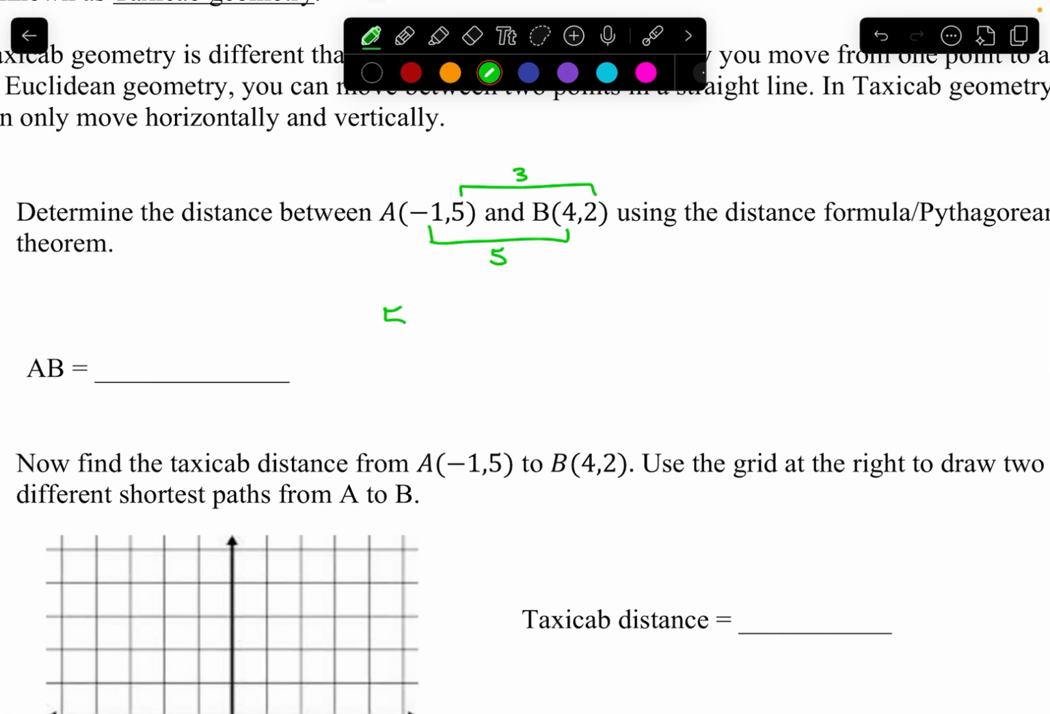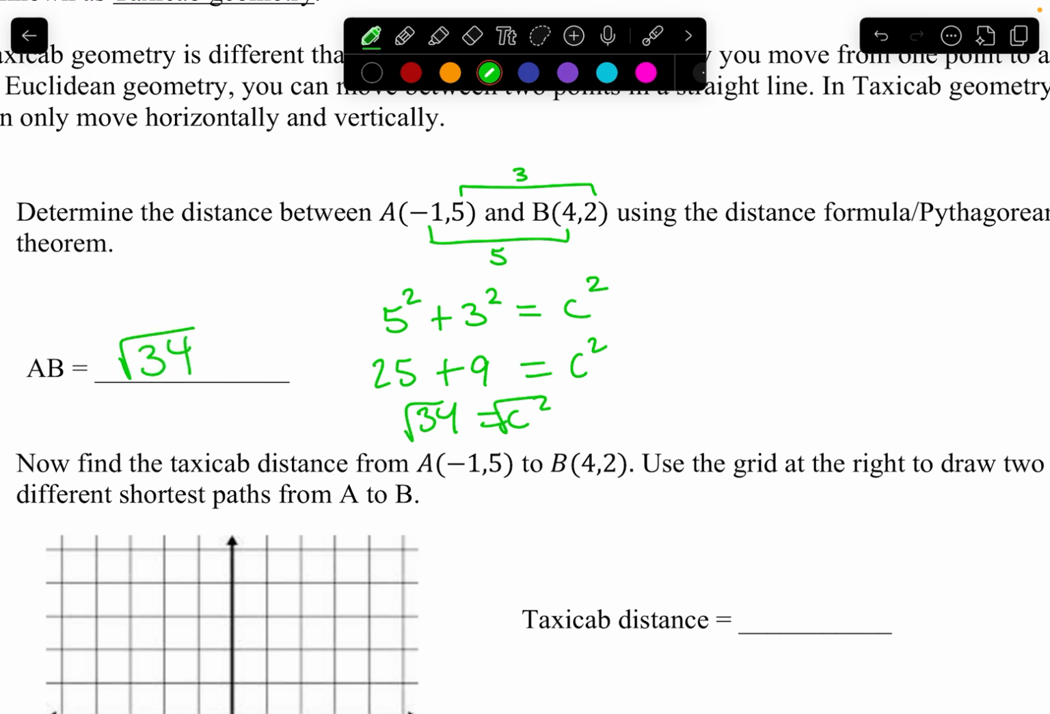So in Euclidean geometry, I'm going to take those 2 distances, square them, and that's going to get me my distance squared. This is 25 plus 9, which is 34. That's going to equal c squared. This is going to be 34 equals c squared, and then you square root it, and you can't actually square root it. So the Euclidean distance from points A to B is going to be the square root of 34.